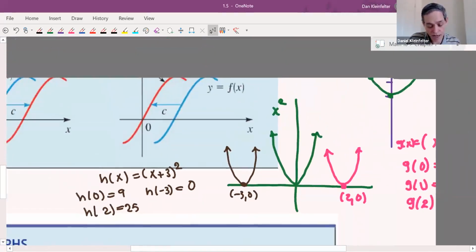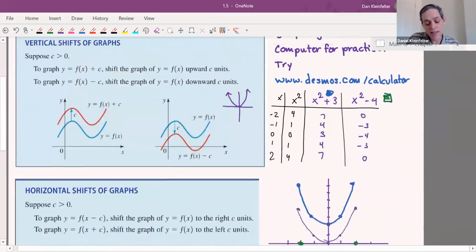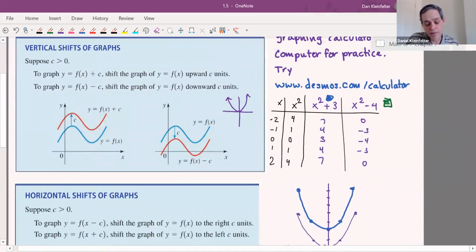So far what we've got is if we're going to add a constant, that pushes a graph up. If we subtract a constant, that pushes a graph down.